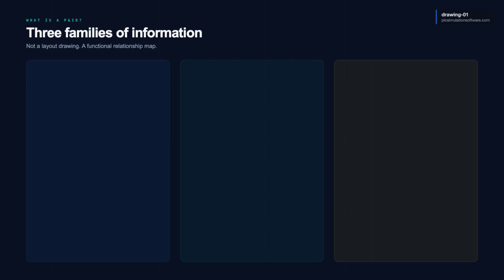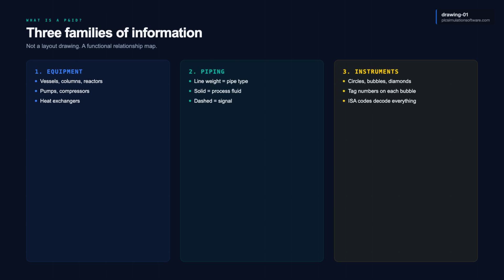Start with what a P&ID actually is. It is not a layout drawing. It does not show you where the pipes are physically located in the plant. It shows you the functional relationships between process equipment, piping, and instrumentation. Three families of information live on a P&ID.